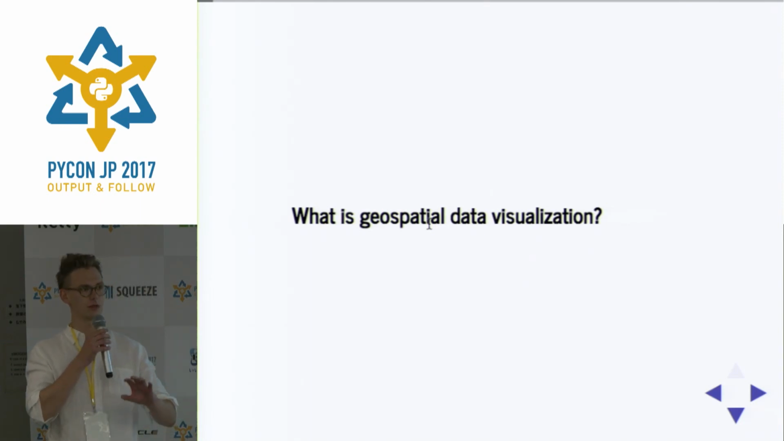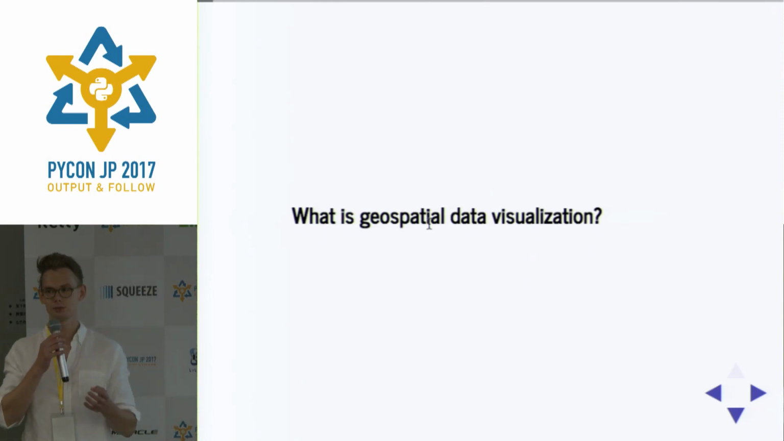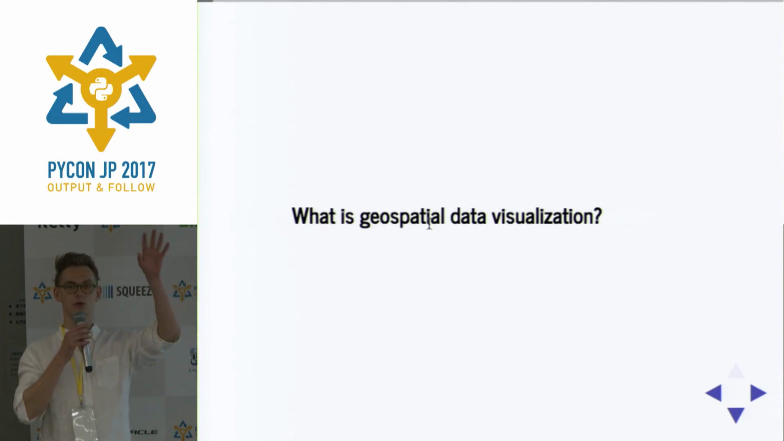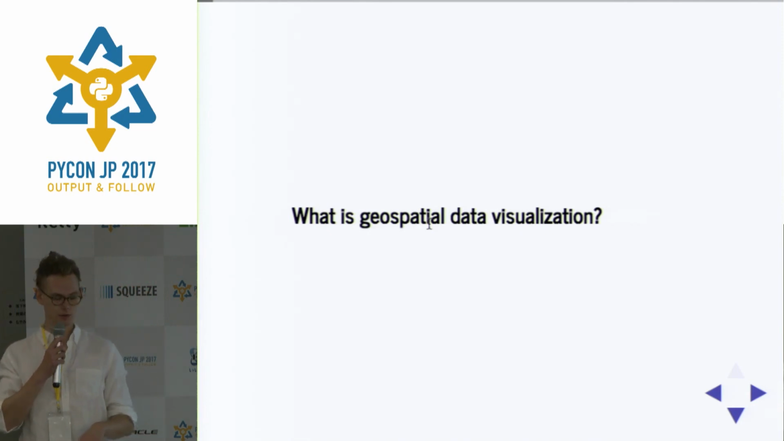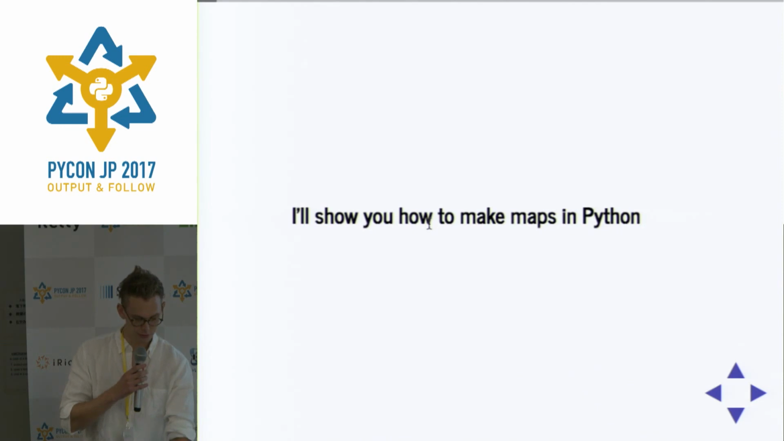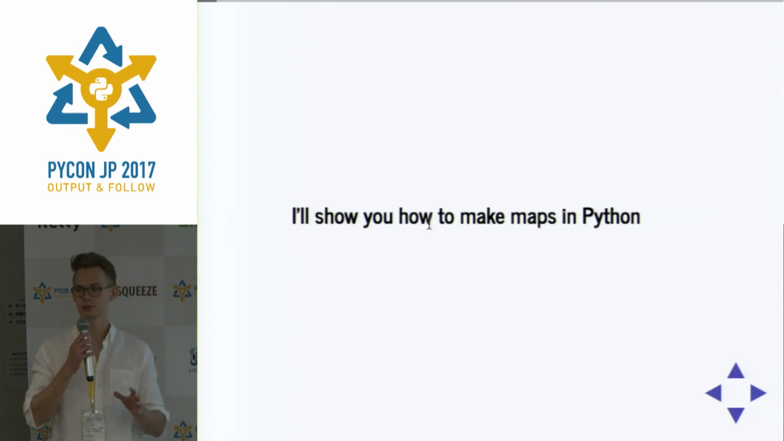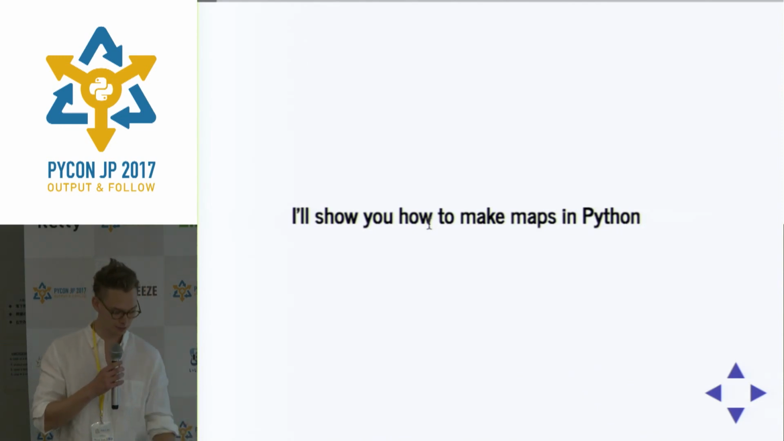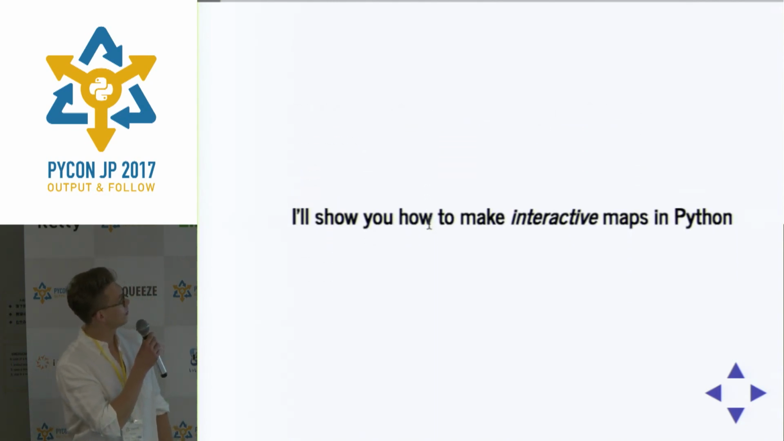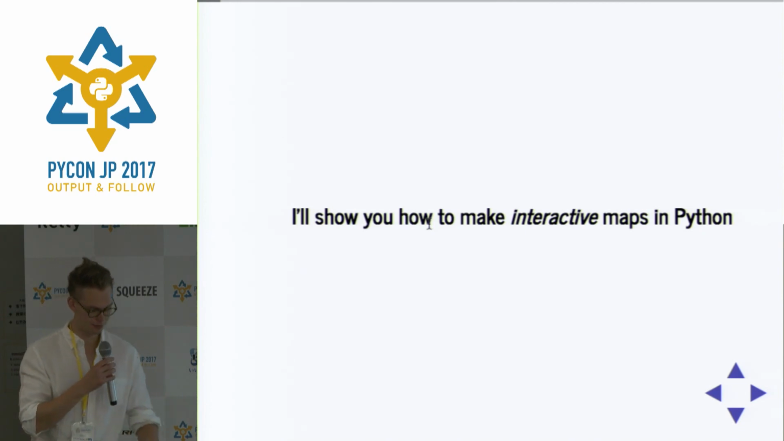And you may be wondering what is actually geospatial data visualization. So geospatial data is just any data where you have coordinates associated with some or all of the data points. So in this talk, I'm going to basically show you how to make pretty looking maps using Python. And I'll go a bit further and show you how to make interactive maps in Python.